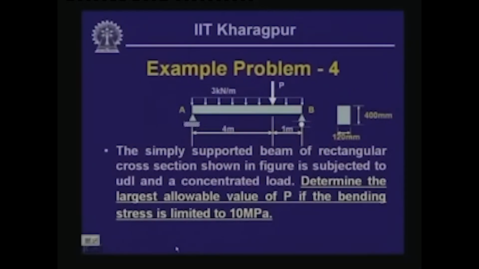Well, we have another example problem wherein we have a uniformly distributed load and a concentrated load on a simply supported beam. We will have to determine the largest allowable value of P if the bending stress is limited to 10 megapascal. This problem is set for you. We will discuss this in the next class.